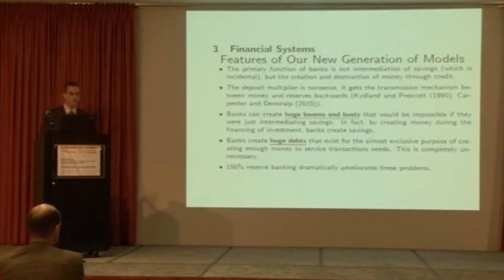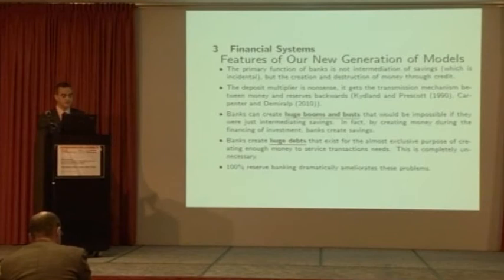In our new generation of models, the primary function of banks is not intermediation of savings, but creation and destruction of money. The deposit multiplier is nonsense. It gets the transmission mechanism backwards. Banks can create huge booms and busts that would be impossible if they were just intermediating savings. You can show that in the DSGE model.